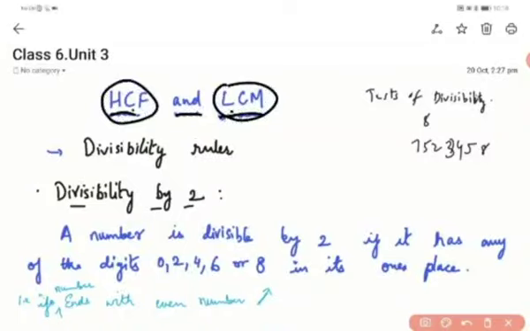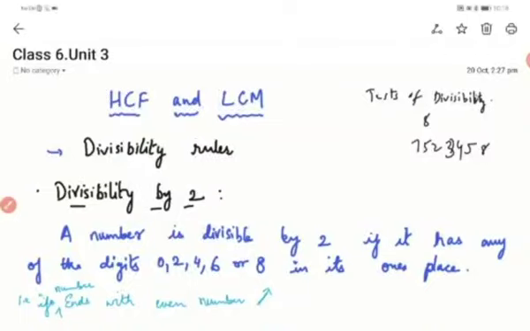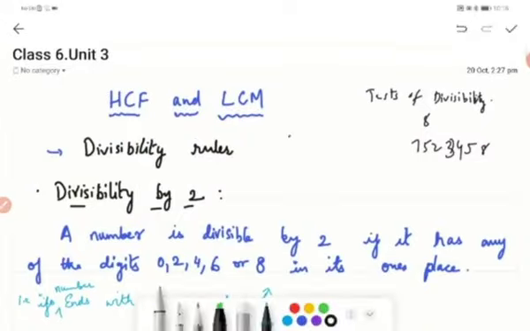Okay, but before we go to our main HCF and LCM, you have to understand and play with the numbers. The first part of your unit is divisibility rules. If any number is given to you, some very big number like 1532412, and I ask you whether this number can be divided by 2, you will say yes just by looking at the ones place, isn't it?